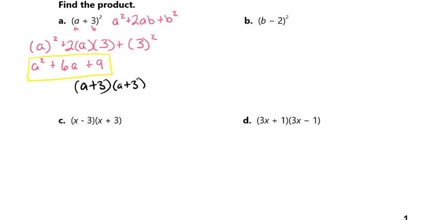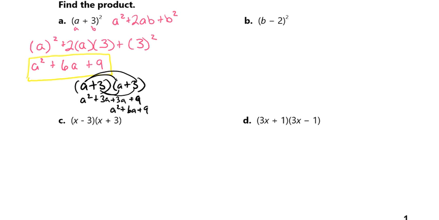And again, if I needed to, I always could have written a plus 3 times a plus 3, and I could have distributed and gotten the same answer. See, I'd have a squared plus 3a plus 3a plus 9, which is a squared plus 6a plus 9. So you'll get the same answer if you need to distribute to get your answers.